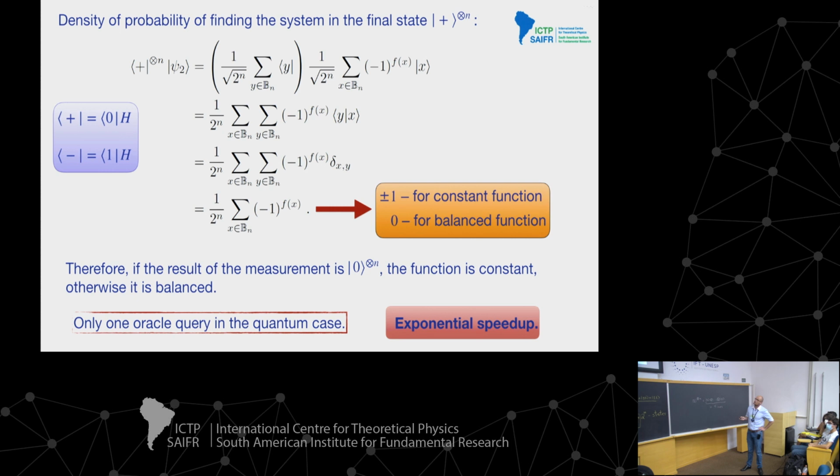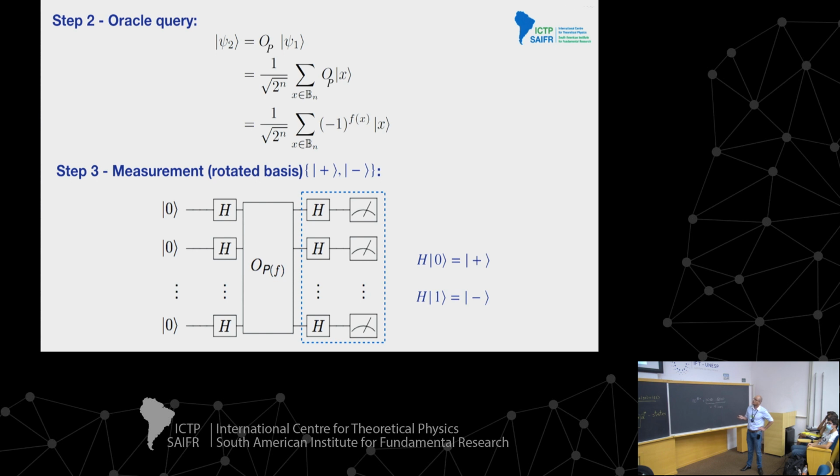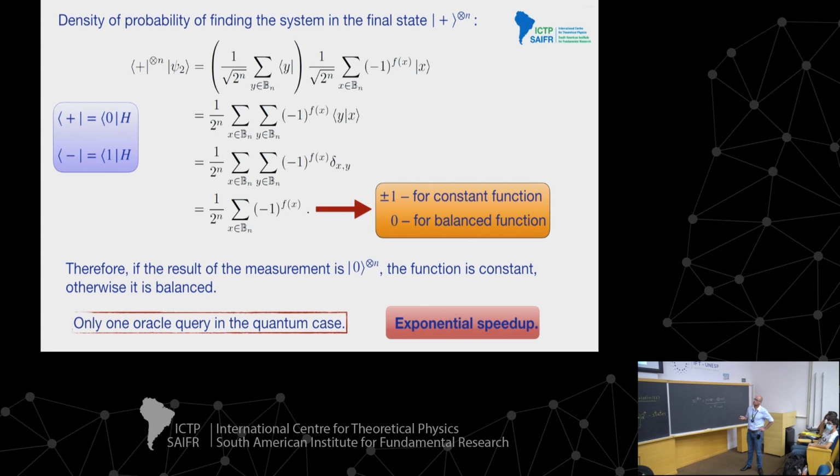In other words, if you return to the original basis, you can think that if you measure all the qubits in the plus state, it's equivalent, in the computational basis states, that is 0 and 1, to finding the system in the 0 state. This is equivalent. You just need to return. So this is the idea. By measuring just once, of course, we will find that the function is constant or balanced. In other words, if you measure all the qubits in the plus state, the function is constant. Any other possible combination, the function is balanced.